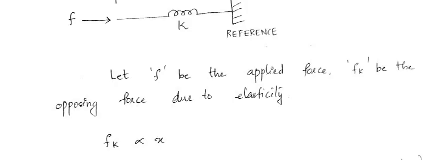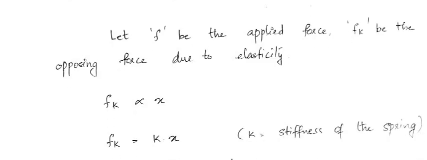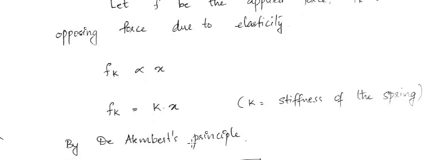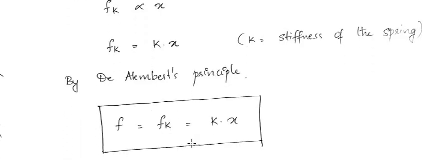So once again, remember, for mass the opposing force was directly proportional to the second derivative of displacement, and in dashpot the opposing force was directly proportional to the first derivative of the displacement, and in spring the opposing force is directly proportional to the displacement itself. So here the proportionality constant is replaced with the stiffness of the spring, that is K. So the opposing force Fk is equal to the stiffness of the spring K into the displacement x. Next, D'Alembert's principle. Sum of applied force is equal to sum of opposing forces.